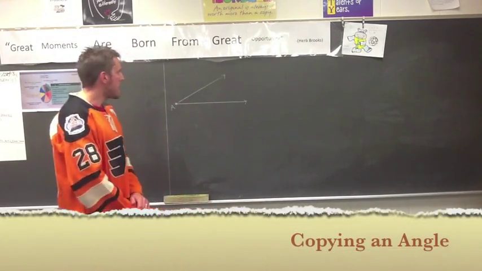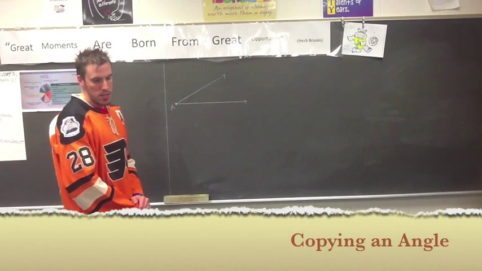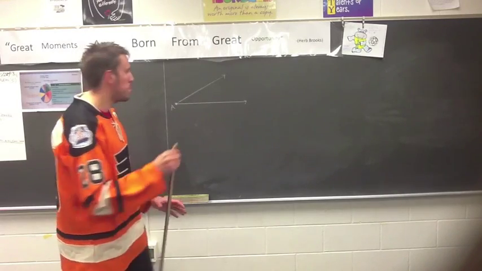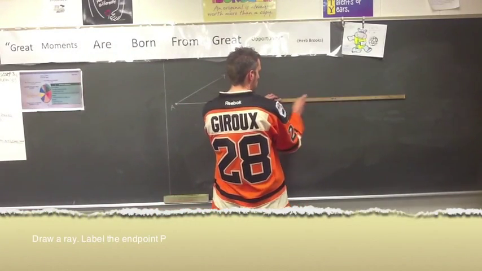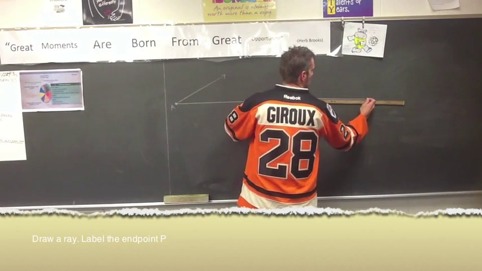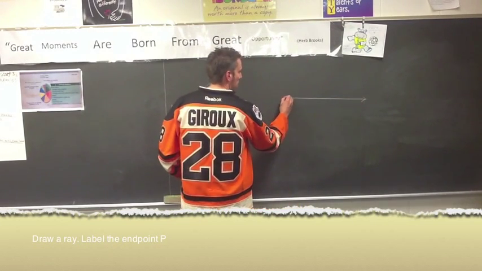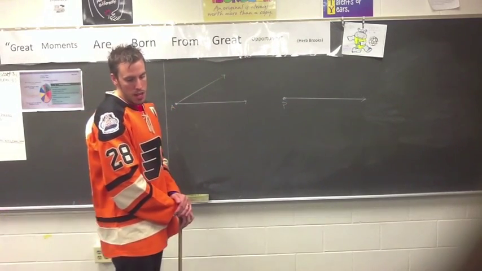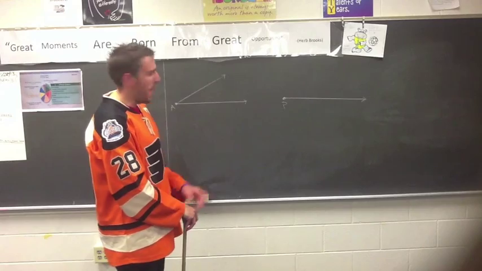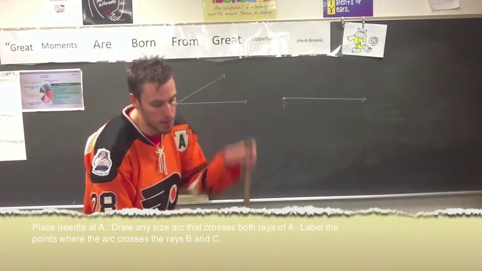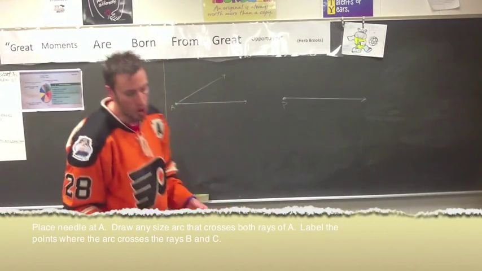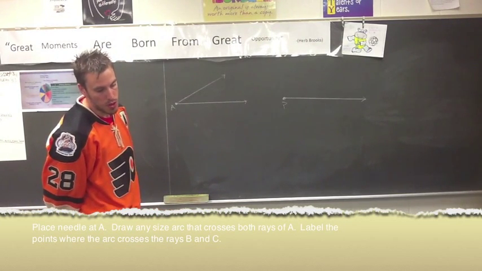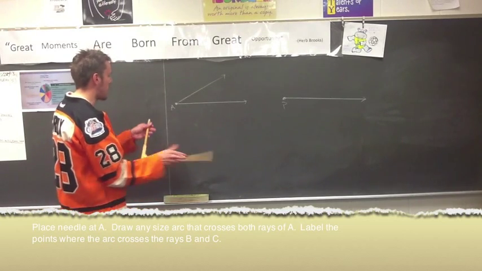Okay. We're going to be copying an angle. So first thing it says, draw a ray and label the endpoint P. So I'm going to draw a ray, labeling the endpoint P. And we don't really care about the length of it, so there's my endpoint P. Next thing we're going to do is place the needle at A of my compass. Draw any size arc that crosses both rays of A. We're going to label the points where they cross the arc. We're going to label them B and C.